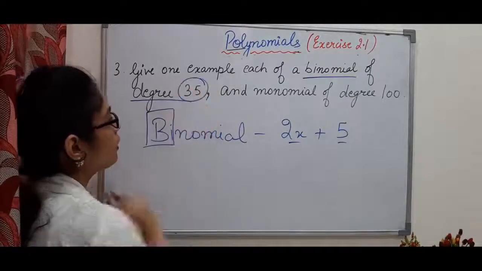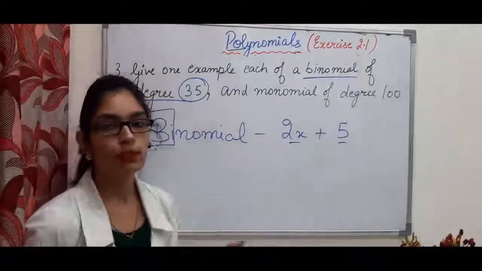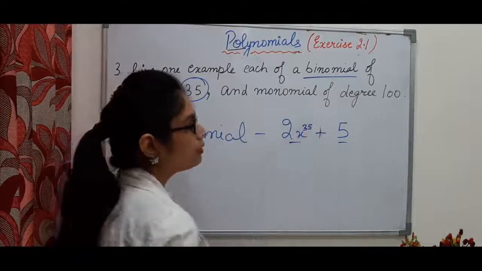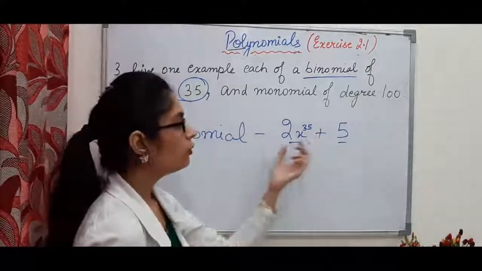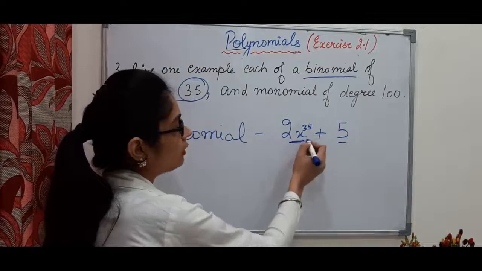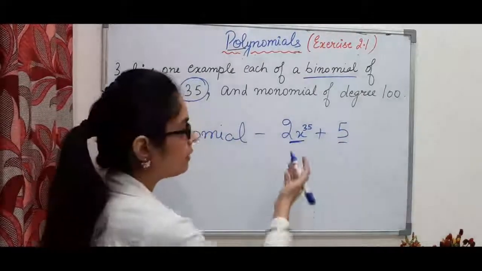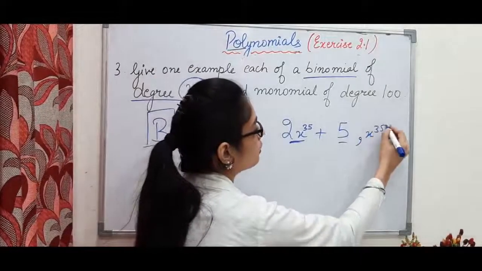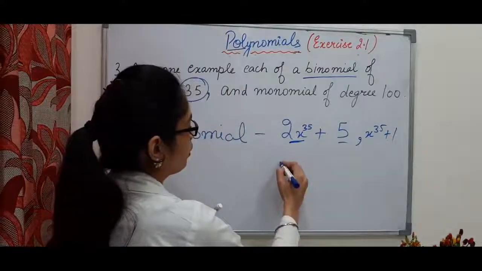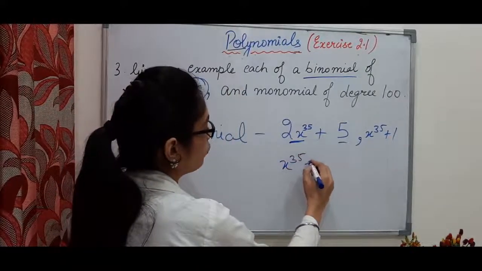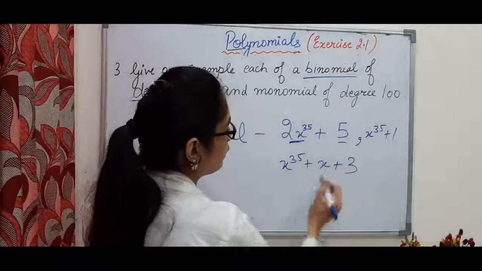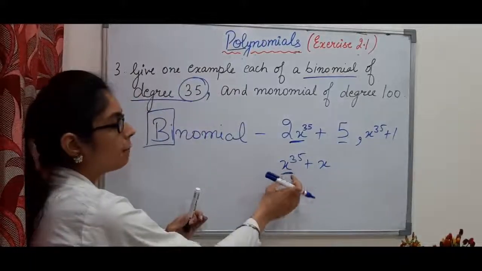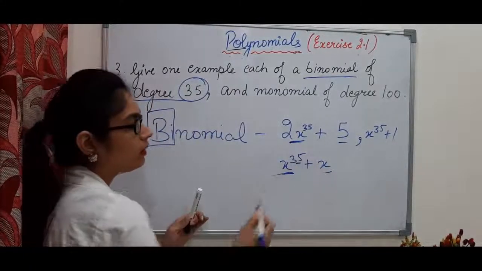Degree 35. So this binomial should have degree 35. Whichever variable you are taking, just write its degree as 35, because degree is the highest power of the variable. So the highest power should be 35. If you want, you can also write x^35 + 1, or x^35 + x + 3. We have to take only a binomial, so 2 terms and degree 35.